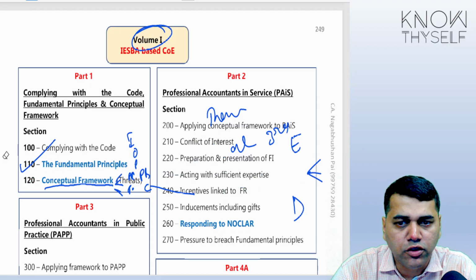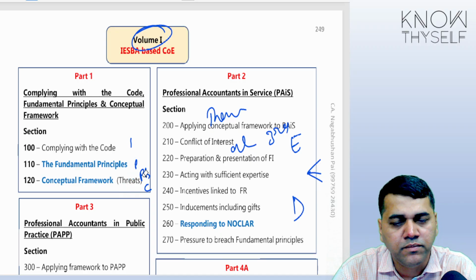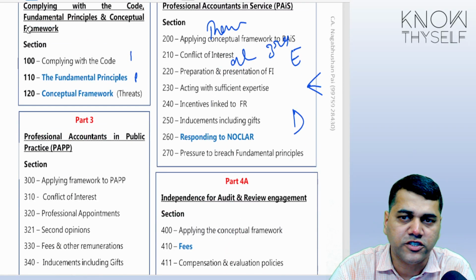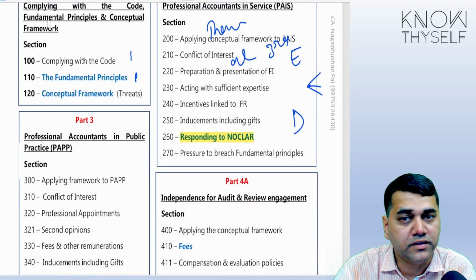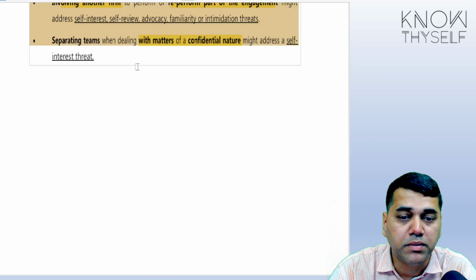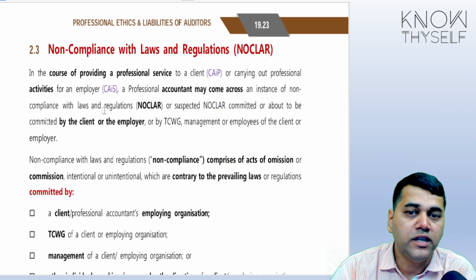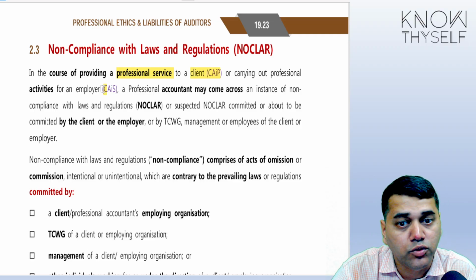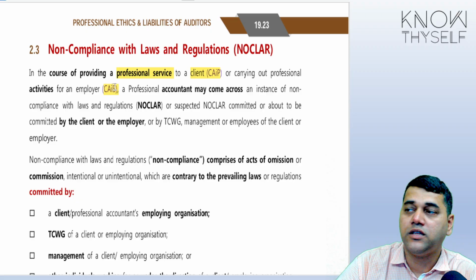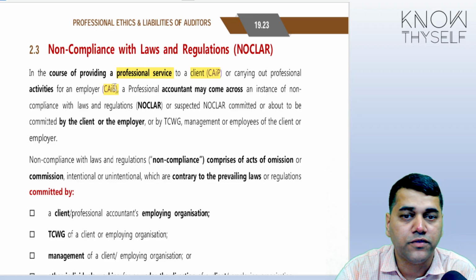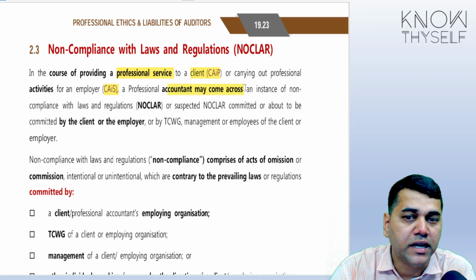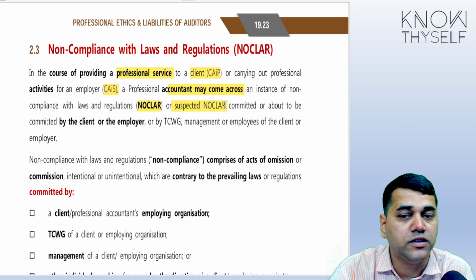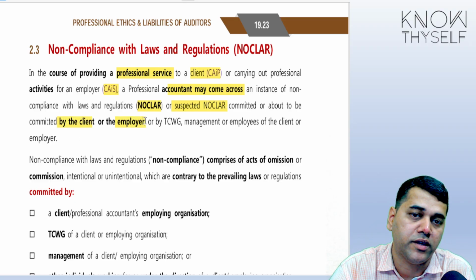After this, they have not discussed any of the principles in your study material. Straight away they have gone to responding to NOCLAR. Please understand what this NOCLAR is: non-compliance with laws and regulations. In case of providing professional service to a client, a CA in practice, or conducting professional activity, a CA in service, primarily the CFO, the directors, or the freelancers, a professional accountant may come across non-compliance with the laws and regulations, or suspected non-compliance with the laws and regulations, by the client or by the employer.